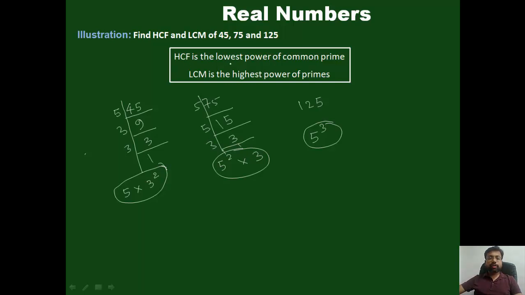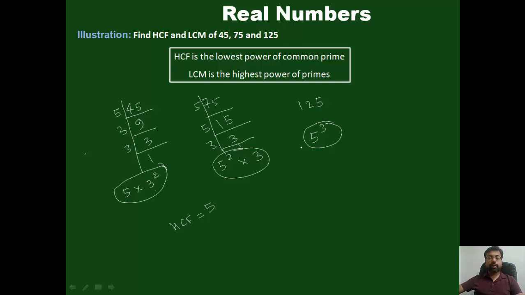HCF, or the highest common factor, is the lowest power of common prime. Which are the common primes in all these three numbers? 5 is a common prime that occurs in all the three numbers. Is 3 a common prime that occurs in all the three numbers? No. 3 occurs in these two numbers, but it doesn't occur in 125. So 3 cannot be considered as a common prime for all the three numbers.